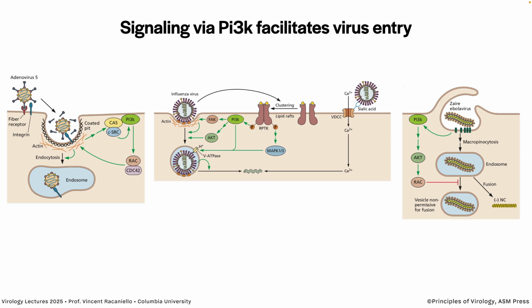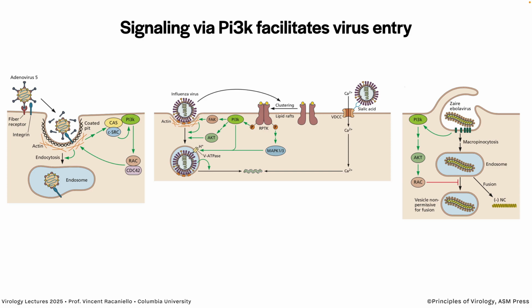So they're a normal part of endocytosis, where the endosome has to become acidified, and that signaling is involved in that. And then there's another signaling pathway. When the virus binds to its receptor sialic acid, it activates a calcium channel, which brings calcium into the cell and stimulates RNA synthesis.